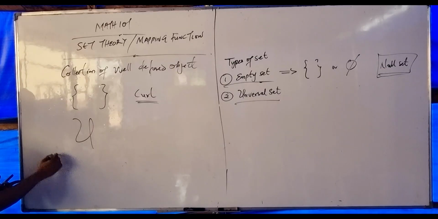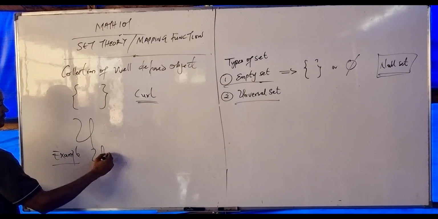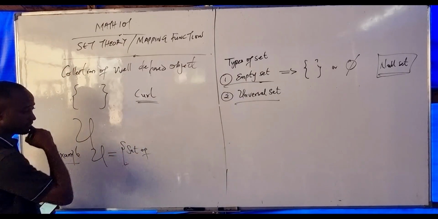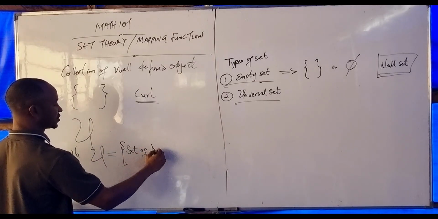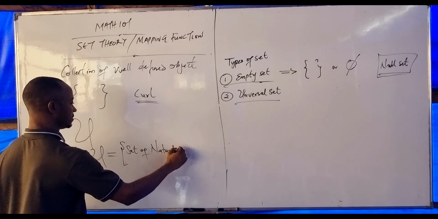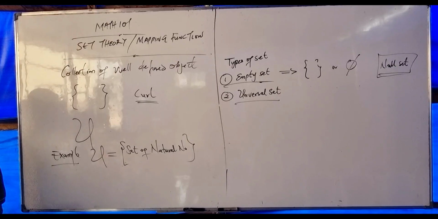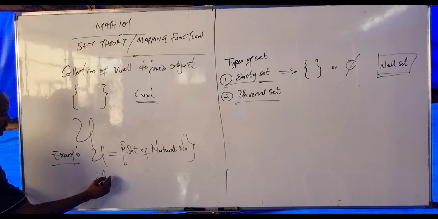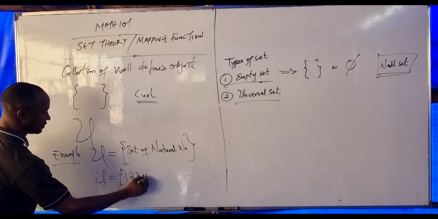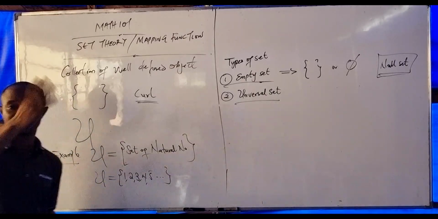For example, the universal set equals the set of natural numbers. Are you following? Meaning U equals the natural numbers: 1, 2, 3, 4, 5, dot, dot, dot. Are you following? Meaning up to 100, 1 million.